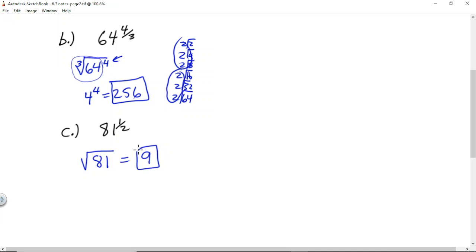So notice that this 1/2 power ended up just being the square root, right? So that's useful to remember, and I'll write that as a note here. Anything to the 1/2 power is just taking the square root.